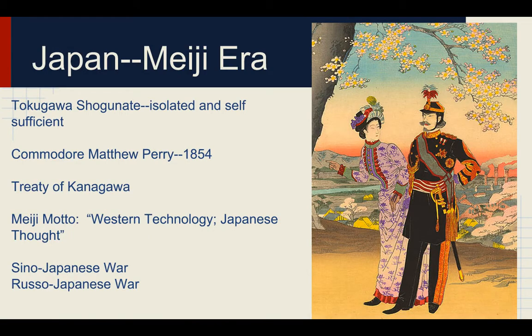In Japan, you have a new transitional Meiji era, where they go from the Tokugawa shogunate to this Meiji era, and you see a Japanese man dressed more in Western uniform, and this woman also dressed in more of a Western American English dress. Commodore Perry comes in 1854. They sign the Treaty of Kanagawa. Japan says, we will take your Western technology, but we will remain Japanese. We will have Japanese thought. They beat the Chinese in the Sino-Japanese War, and they beat the Russians in the Russo-Japanese War.